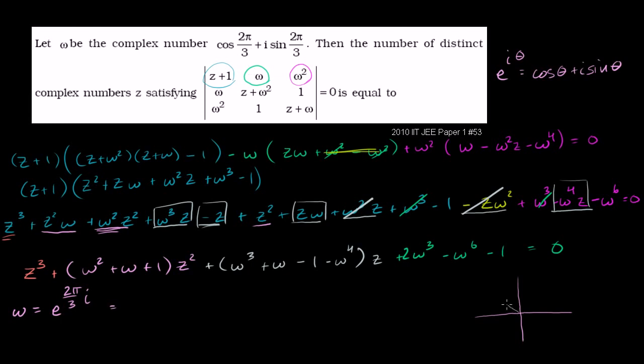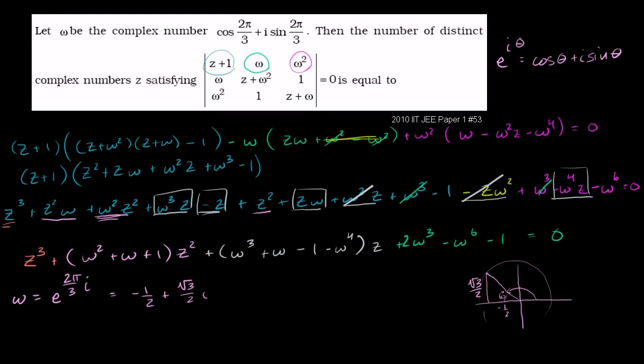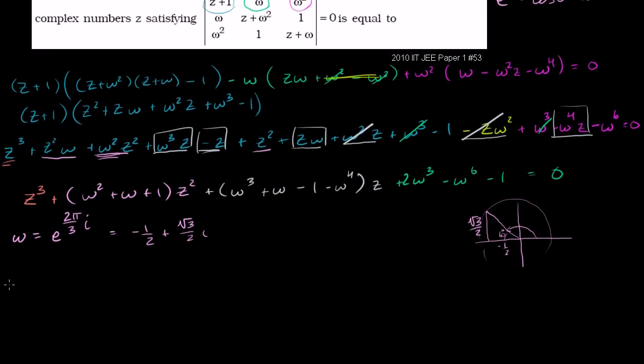But if we take the unit circle, if we're at 120 degrees on the unit circle like this, this is 2 pi over 3, then this angle over here is going to be 60 degrees. And so our height is going to be square root of 3 over 2. And our x-coordinate is going to be negative 1/2. So cosine of 2 pi over 3 is negative 1/2. And then our sine of 2 pi over 3 is square root of 3 over 2, but that's being multiplied by an i. So plus square root of 3 over 2 i. So that is omega. Now let's think about omega squared. Omega squared is going to be this raised to the second power.